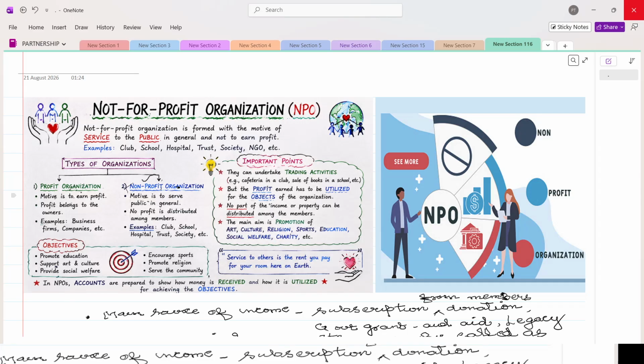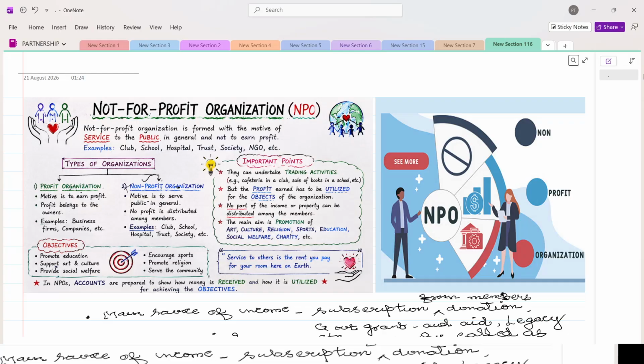So, coming to the important points: when they are non-profit organizations, can they undertake trading activities? Because trading means there will always be a profit or loss. Yes, of course, they can undertake trading activities. Suppose in a club there is a cafeteria selling coffee, snacks, tea, etc., and they are making a profit out of that. That profit, they have to use for the purpose for which the organization was established. So they can undertake a cafeteria. And no part of the income or property can be distributed among the members. Suppose they have got some property, can any member come and take it to his home? No, it's not allowed. The main aim is to promote art, religion, sports, education, social welfare, charity, etc.